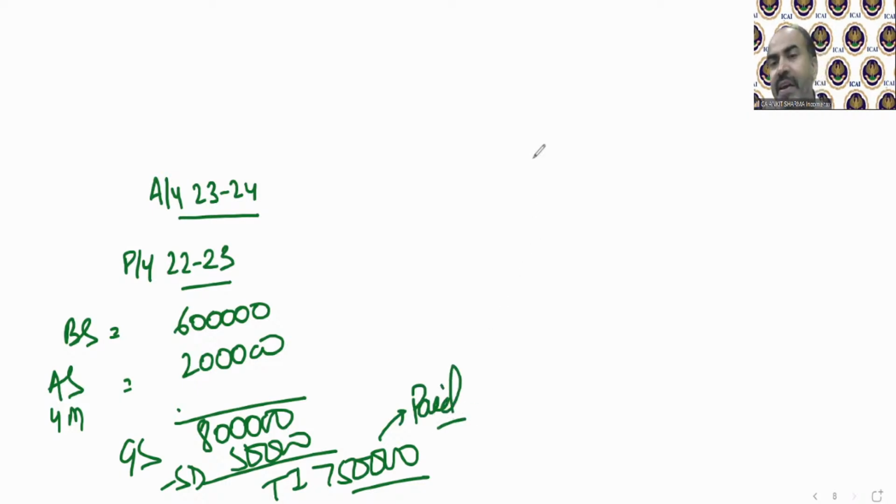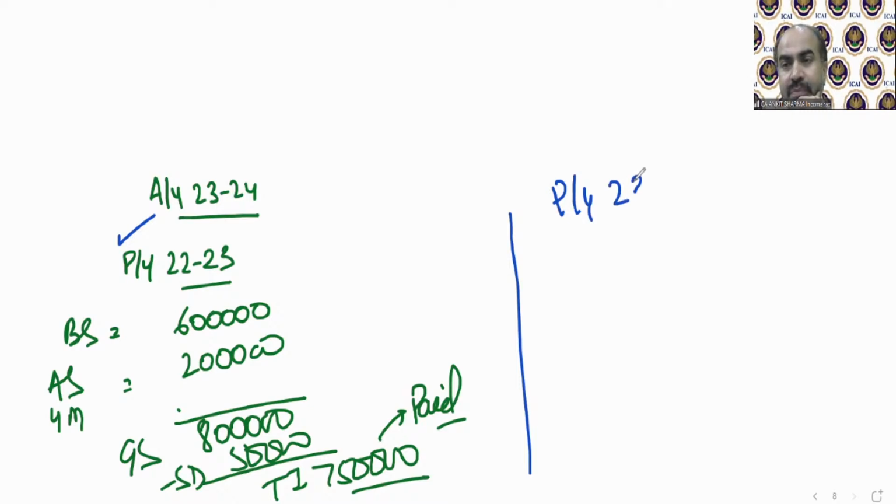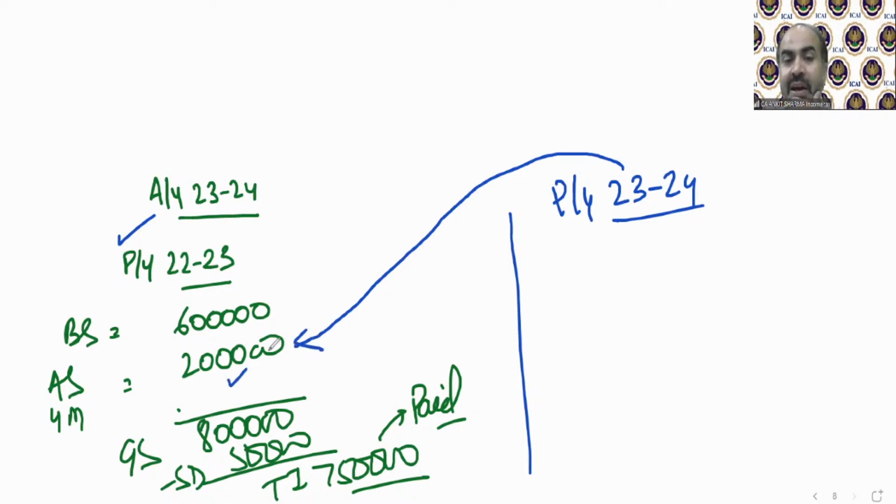In advance salary cases, how the relief concept is applicable, I am just explaining it to you. In arrears, what happens? Preceding year salary is received in this year. So that year's tax liability and this year's tax liability need to be compared. In advance salary, it is automatically happening, because technically you are taxing the next year's 23-24 salary in the current year.